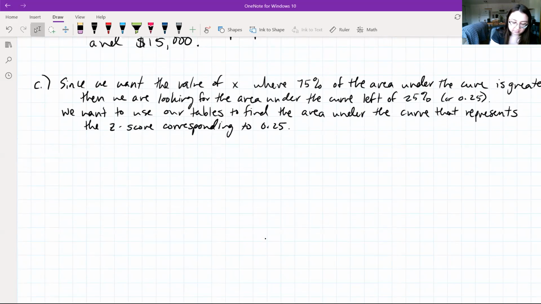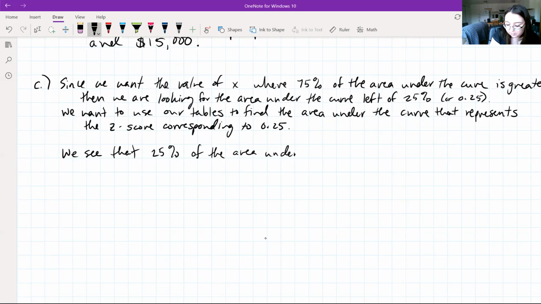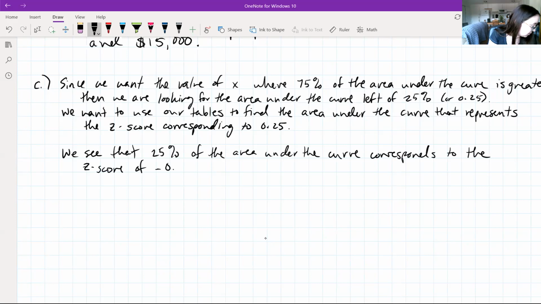All right. So then we see that 25% of the area under the curve corresponds to the z-score of negative 0.67.